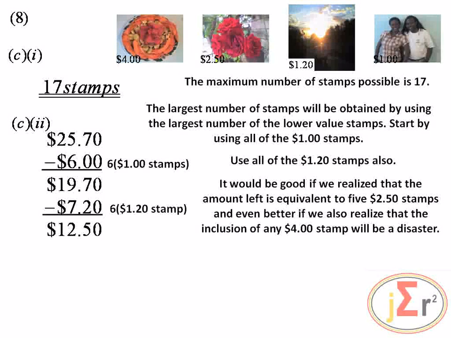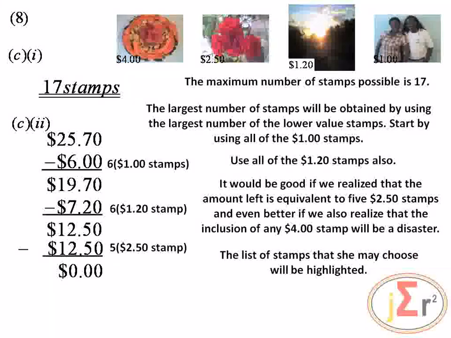It would be good if we realize that the amount left is equivalent to 5 $2.50 stamps, and even better if we also realize that the inclusion of any $4 stamp will be a disaster. If we included a $4 stamp, that would really throw our calculations out of the window. But we have 5 $2.50 stamps right there, so we can use them. As a matter of fact, we have 6, but we only need 5 of them this time. And that completes the calculation.